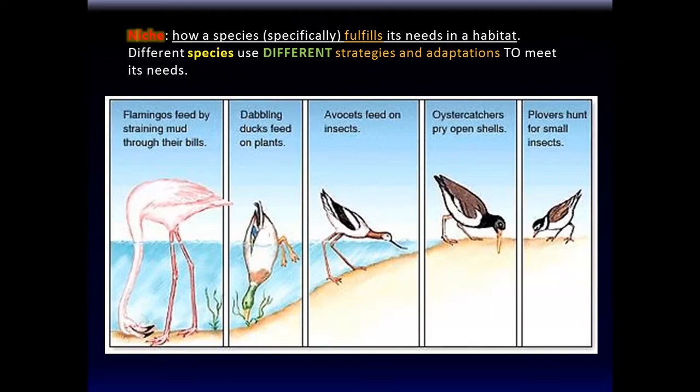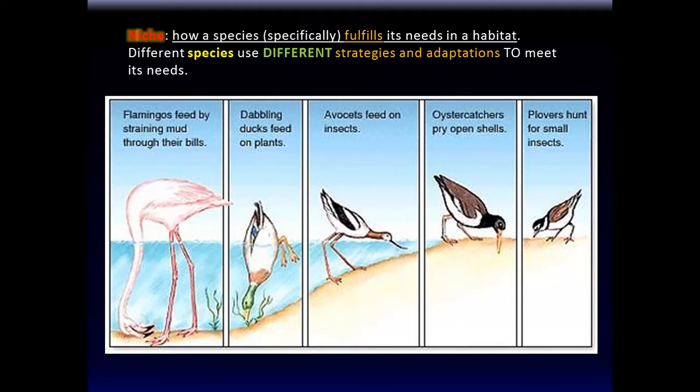Okay, for example, the flamingos, they feed by straining mud through their bills. They go dig deep down. Okay, these ducks feed on plants, which the flamingos don't really care about. These other birds, they feed on insects. This last one, they prey on shells, and these plovers, they hunt small insects. In the same vicinity, they're actually looking for very different things.